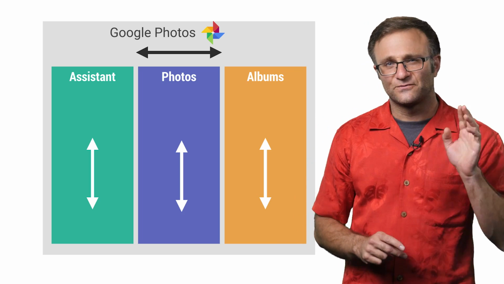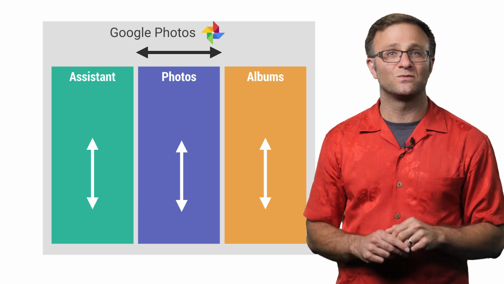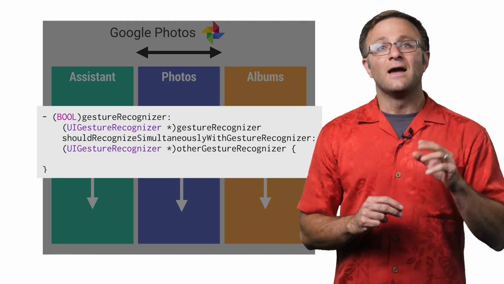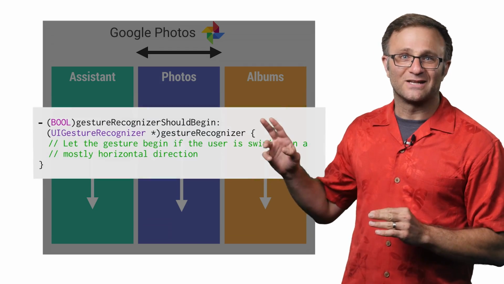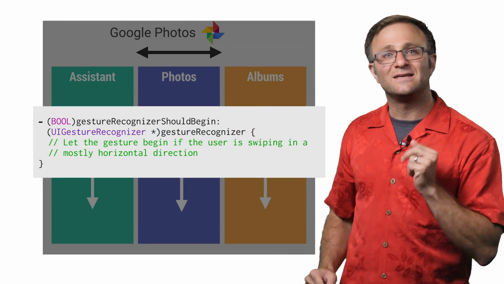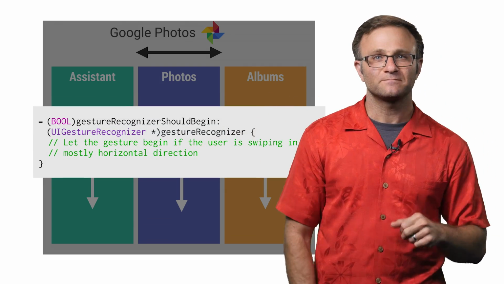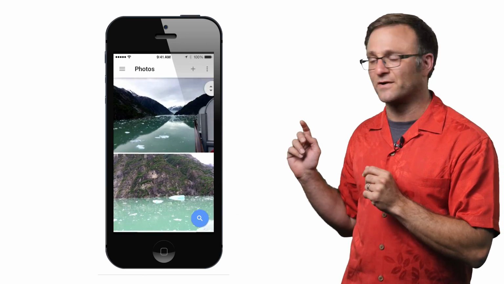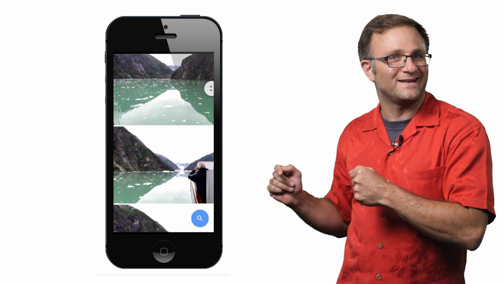So they address this, first by allowing two pan gestures at once with the gestureRecognizer shouldRecognizeSimultaneouslyWith gestureRecognizer method, and then only recognizing horizontal pans for the horizontal UIScrollView in the gestureRecognizerShouldBegin method. And now I've got a Photos app where I can scroll through all my photos, but also swipe horizontally at any time. Look at that, isn't that nice?